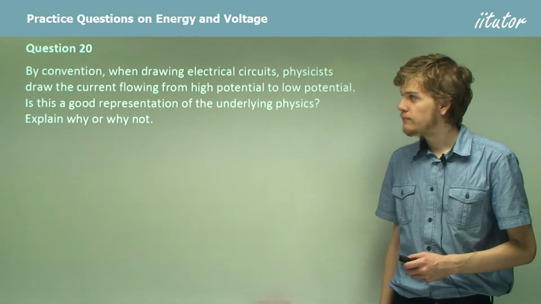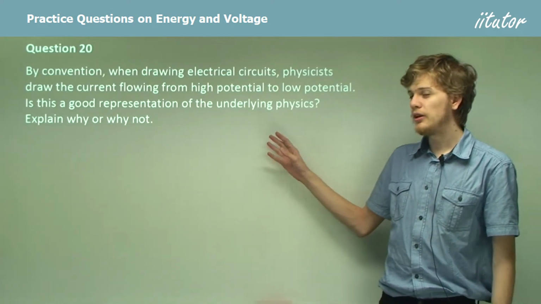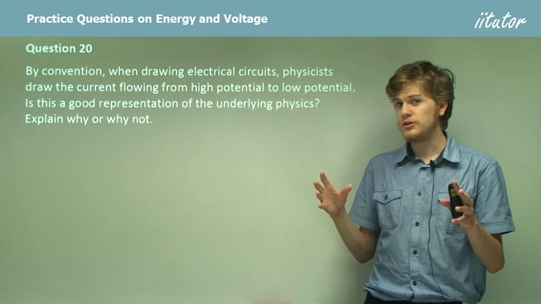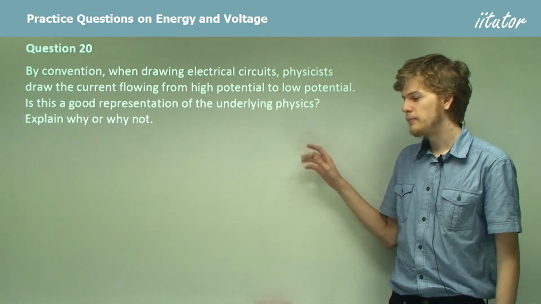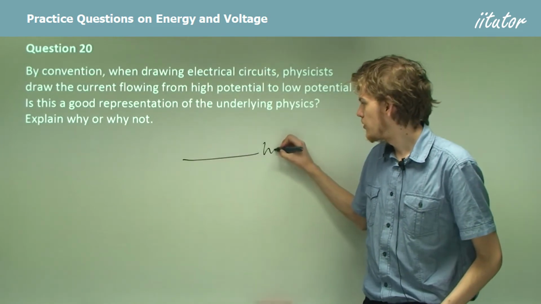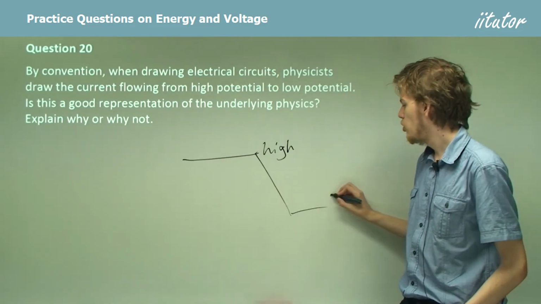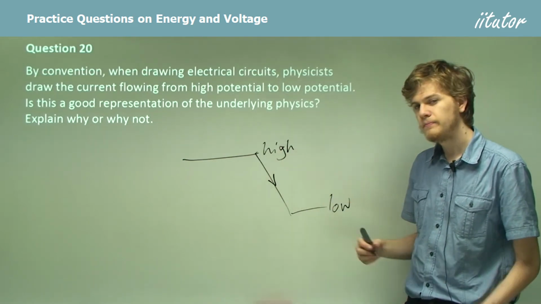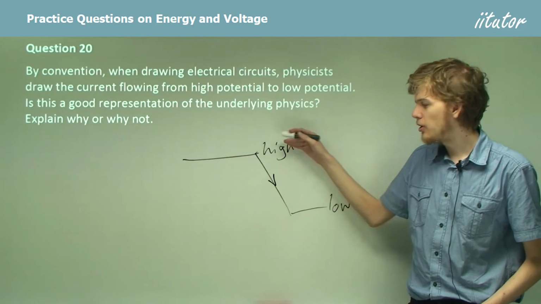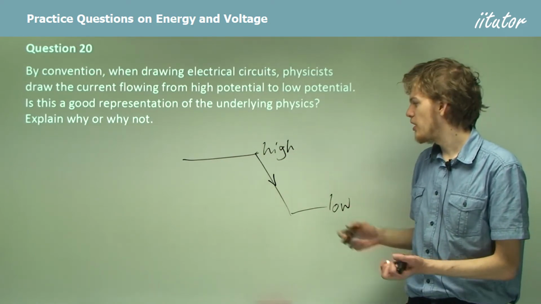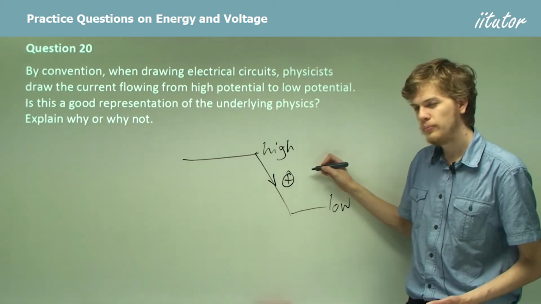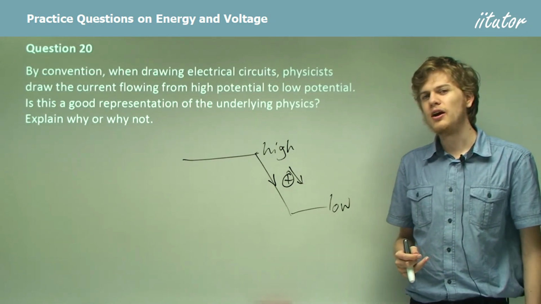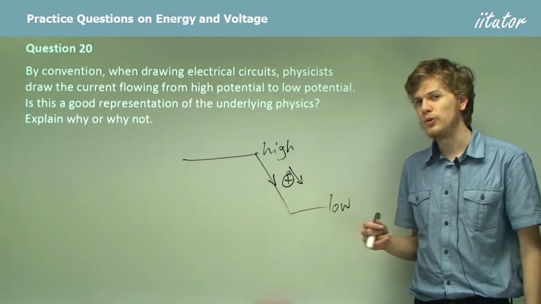Question 20. By convention, when drawing electrical circuits, physicists draw the current flowing from high potential to low potential. So if we have a little hill, this is a high potential, and this is a low potential, we say that the particles are moving like this. So this is how we draw the current flowing from high potential to low potential, the same way that positively charged particles would move, right? Is this a good representation of the underlying physics? Explain why or why not.